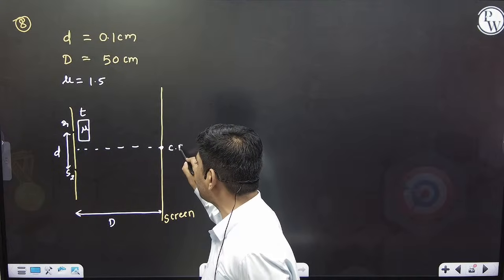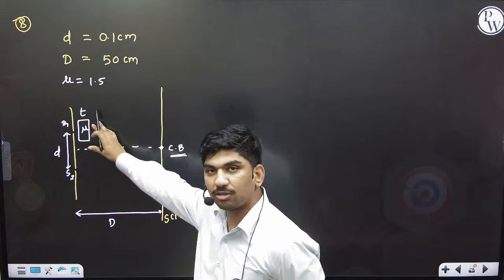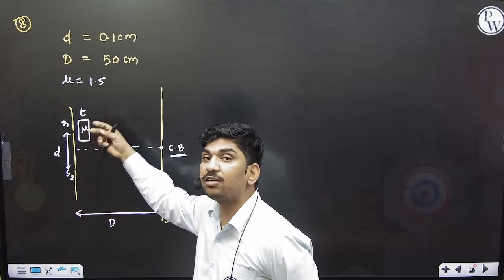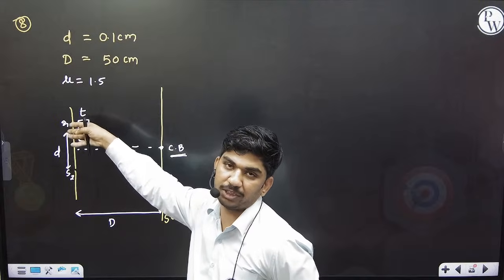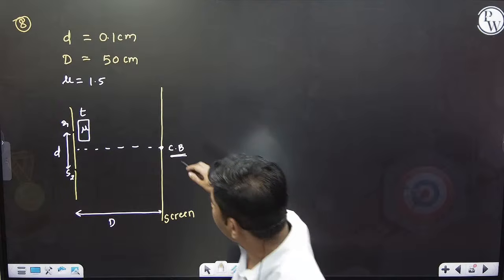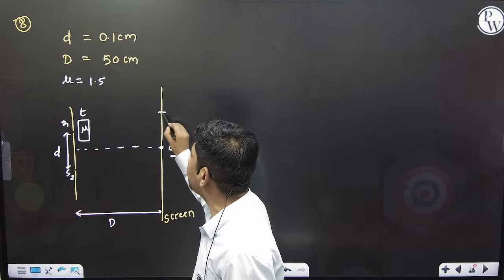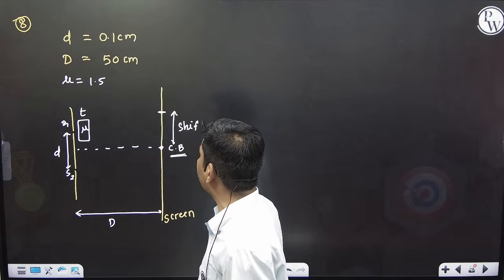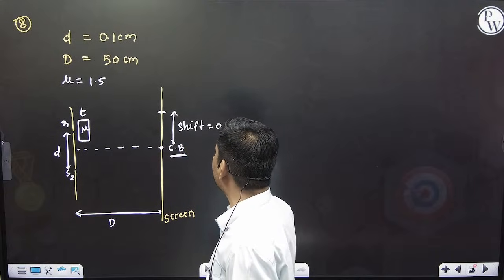Earlier the central bright should be here, and as we introduce this, when the light is passing through it, it will create more optical path when it is going through the medium. It will go slow. So they have given that the central bright has shifted by how much? It has shifted by 0.2 centimeter.